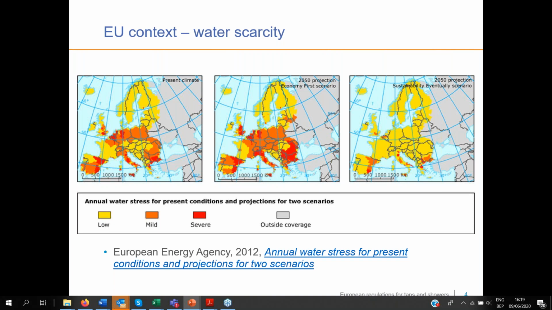The first little box you see on the left-hand side is already from 2012, and I can tell you it has not improved since then. And if we look at the 2050 projection economy first scenario from the European Energy Agency, the situation can get significantly worse for quite a number of member states in the EU by 2050. So we need to do all we can to move towards the sustainability eventually scenario, as they call it. And so this is part of it.